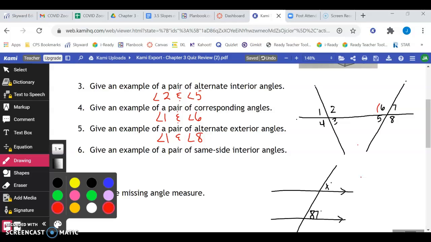All right, and for our last question about this drawing, same side interior. So on the inside and on the same side of the transversal. So I can say angle 2 and angle 6. I could also pick angle 3 and 5 as a pair.